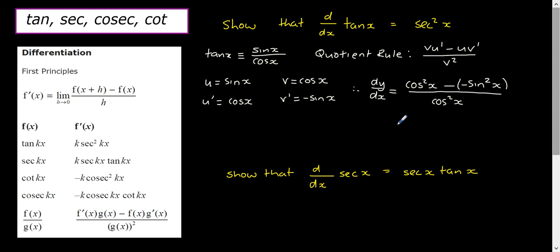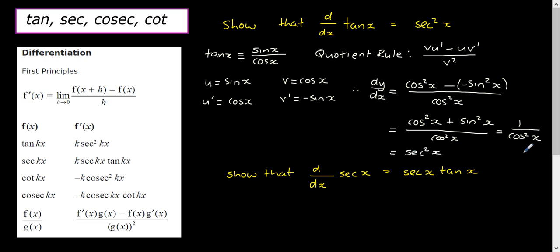So now it's just a case of simplifying. Cos squared x minus sine squared x is cos squared x plus sine squared x. We're going to divide that by cos squared x, that's our v squared. What's cos squared x plus sine squared x? Well, we already know that it's 1. So we have 1 over cos squared x, and 1 over cos squared x is sec squared x. And so all we had to do to differentiate tan was to use the quotient rule, and we can see that we get our sec squared x as required.